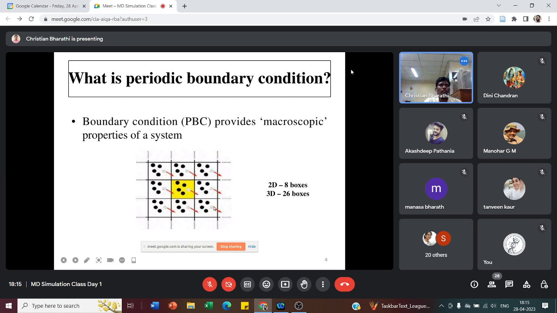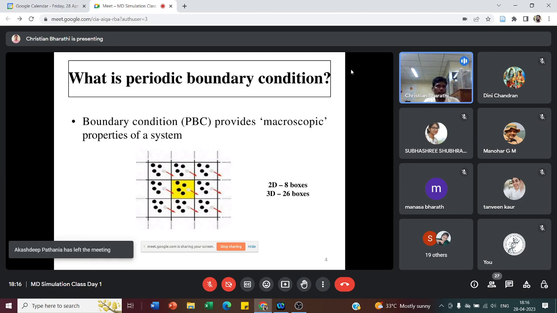Here we are taking one middle box. Okay, so it is in the middle, and it is surrounded by similar boxes. The same kind of box is repeated in each and every direction, and it is trying to provide the real environment.